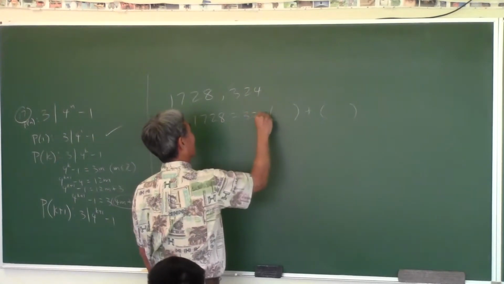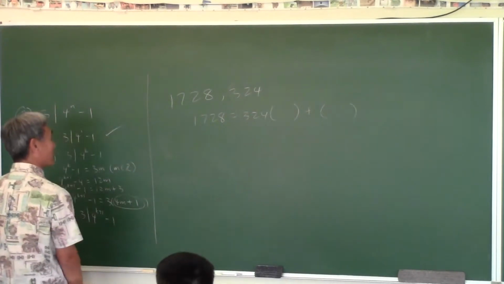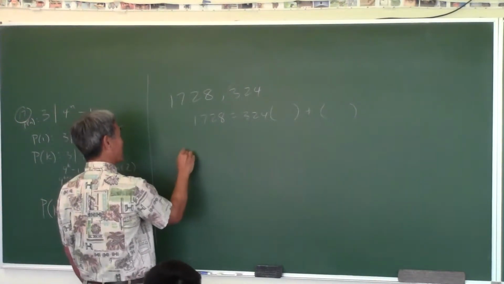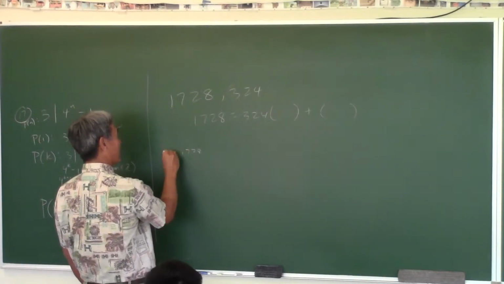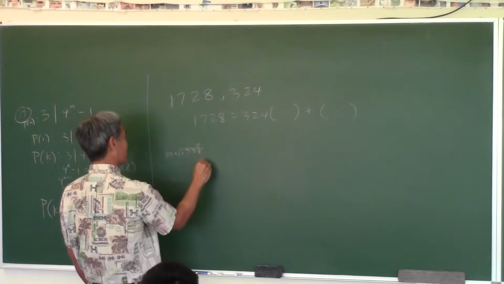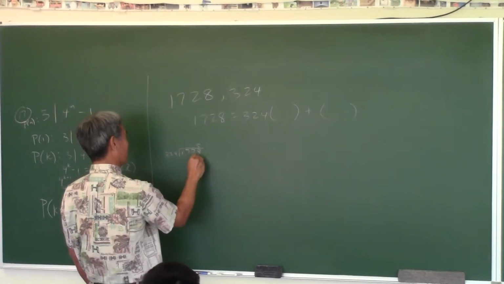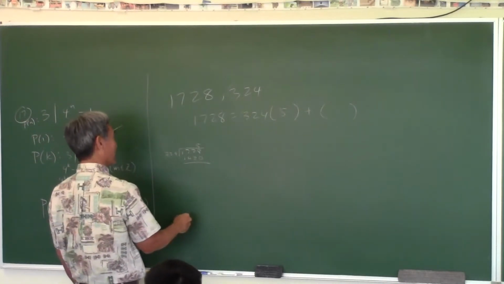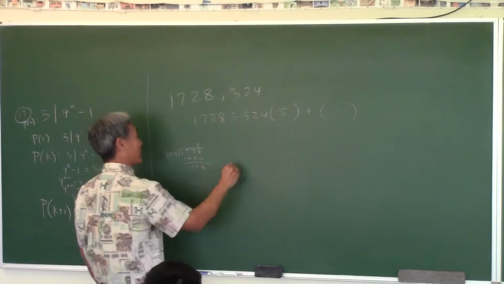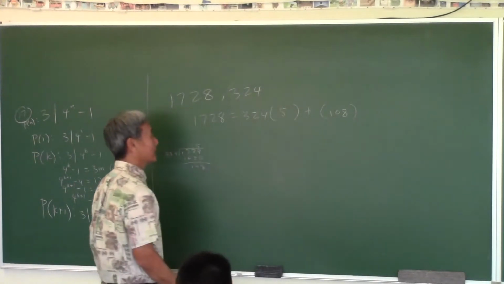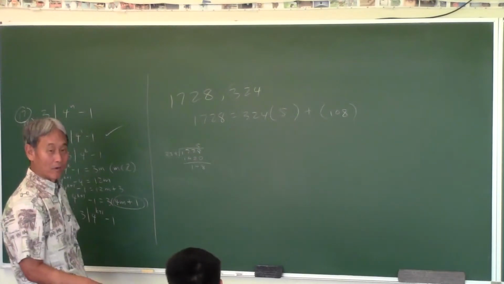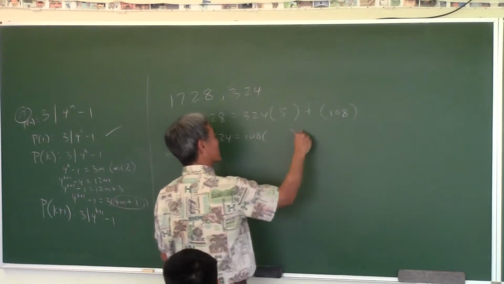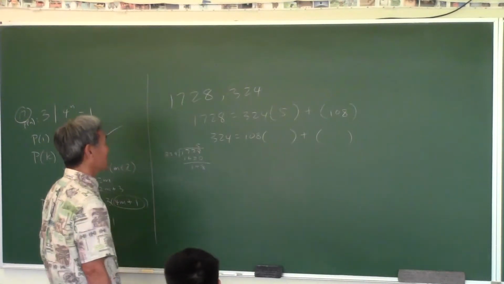Okay, 324 goes into 1728 how many times? 5 times. So 1728 divided by 324 goes 5 times with remainder 108. Now we're getting somewhere. Then move it: just move the 324 and the 108. So 324 is equal to 108 times something plus something. 108 equals 3 times.